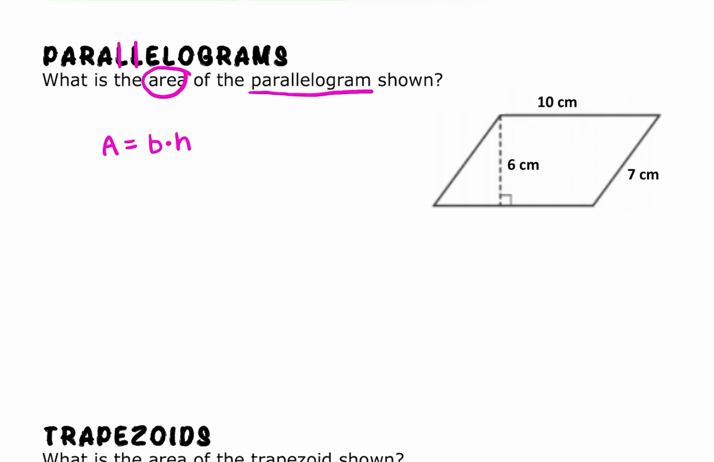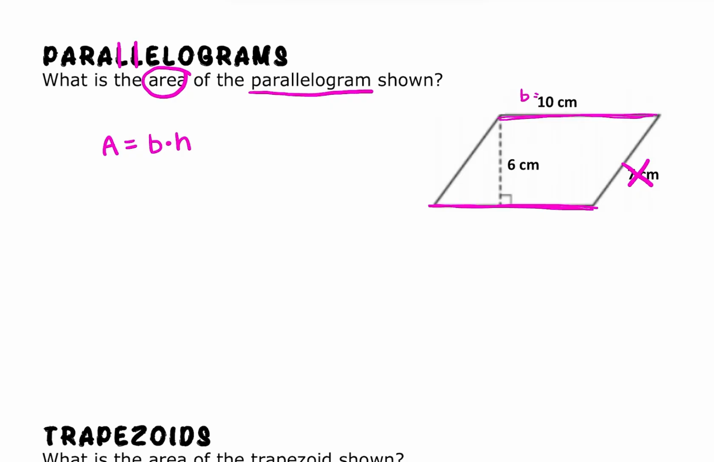So do I have anything I can get rid of? A slant. What's the slant? 7. Good. We're going to mark that out. Now, which one's my base? Base is usually at the bottom. I don't have a bottom. So my base would be directly above, because that would be the same thing. So my base on this one would be 10. It's just up in the air.